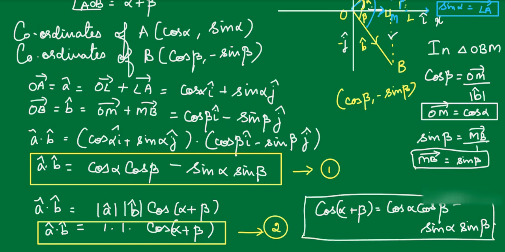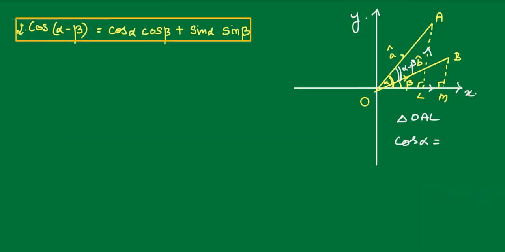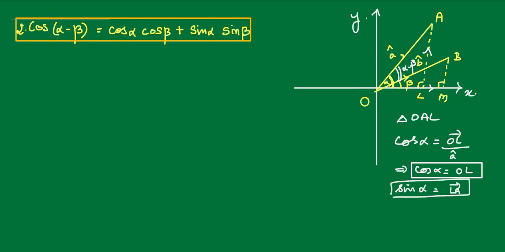Whenever cos comes, we take the dot product, and for sin, we have to take the cross product. Cos alpha is the adjacent side, that is OL vector divided by OA vector. OA vector is equal to A cap, which is 1, which gives us cos alpha is equal to OL. Similarly, sin alpha from the diagram is equal to the LA vector divided by modulus of A vector, so sin alpha is equal to LA vector.